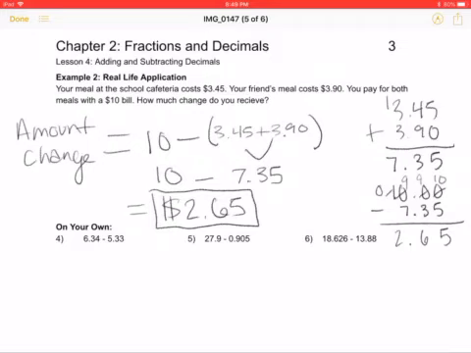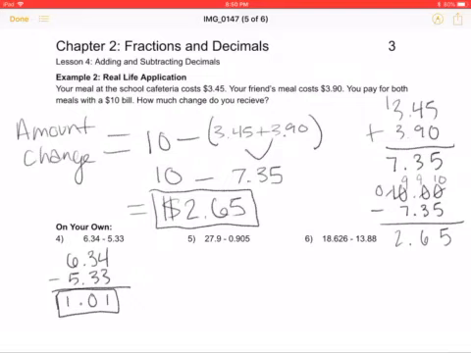All right, so you should have tried these next 3 problems on your own, but I'm going to go over them just to make sure we got the right answer and we are all on the same page. So the first thing to do is to stack them up again. So 6.34 minus 5.33. 4 minus 3 is 1. 3 minus 3 is 0. Bring down that decimal point, and 6 minus 5 is 1. So we're left with 1.01.